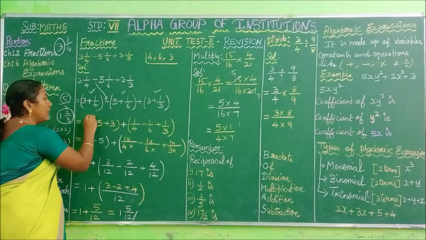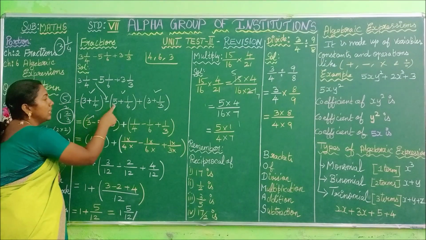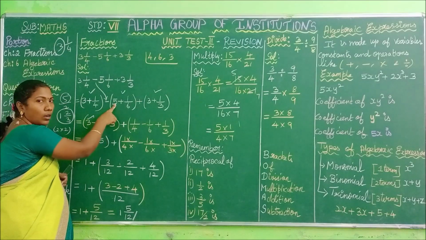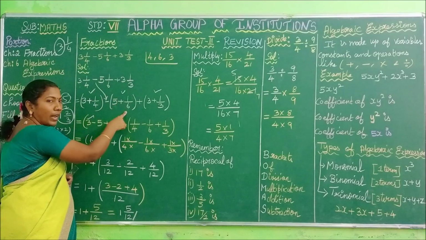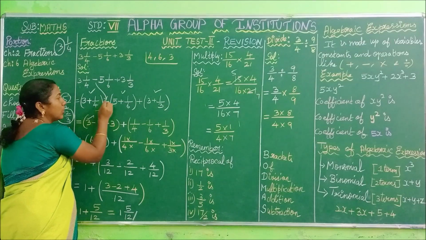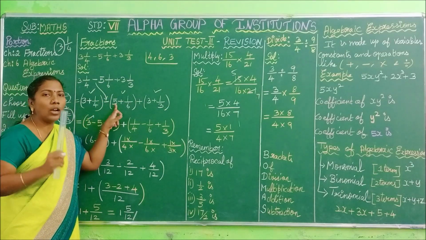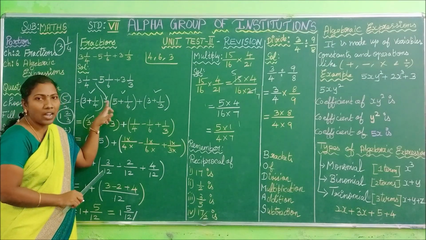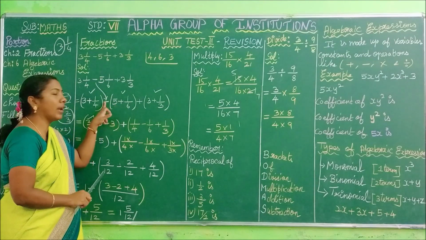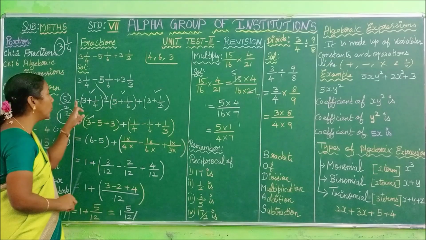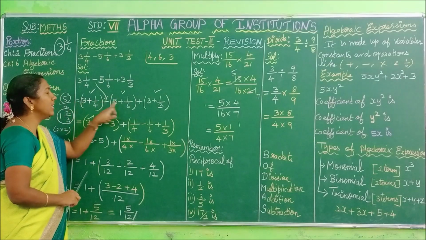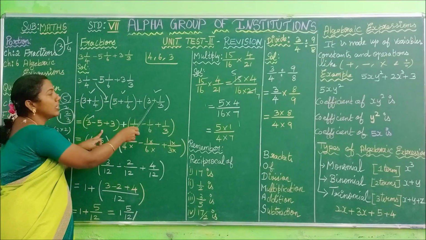So write the 3 simple as it is, 3. See here, while you are writing the whole part of the second fraction, before the second fraction you have the symbol minus. So, while you are writing the 5, you have to insert the symbol minus along with 5. Definitely you have to write minus along with 5. So, 3 minus 5.